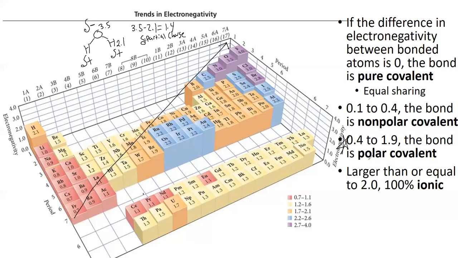And then if the difference in electronegativity scores is greater than 2, you have formed an ionic bond. So let's look at lithium fluoride. When they come together, lithium has a score of 1, fluorine has a score of 4, 4 minus 1 equals 3, that's greater than 2, which means you're going to form an ionic bond where lithium gives the electron to fluorine.